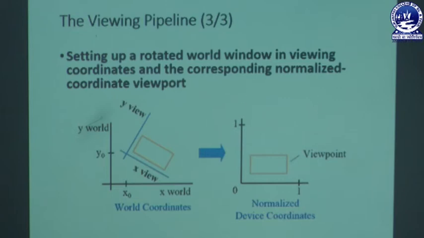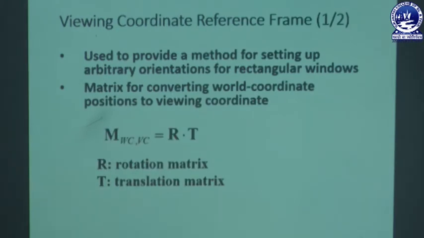Now let's go to the next concept, the viewing coordinate reference frame. So what is the viewing coordinate reference frame? Generally, the viewing coordinate reference frame is used for the steps or techniques through which the pipelining steps are executed in an efficient way without overlapping with each other. So how is that possible?